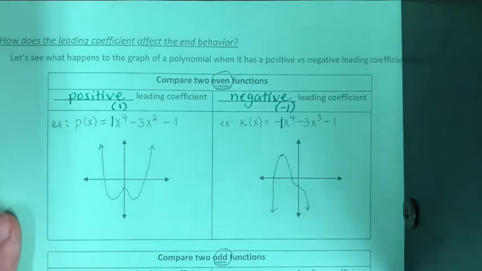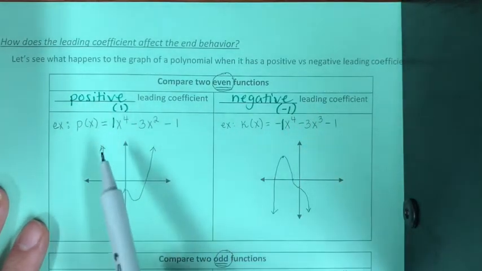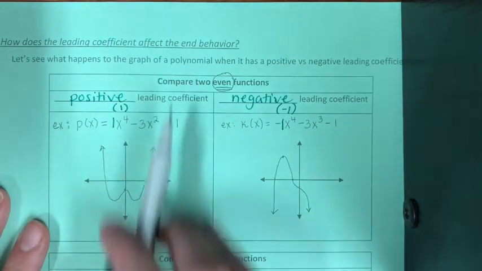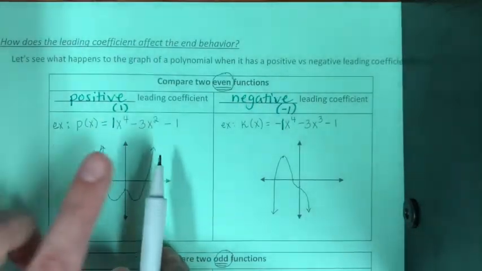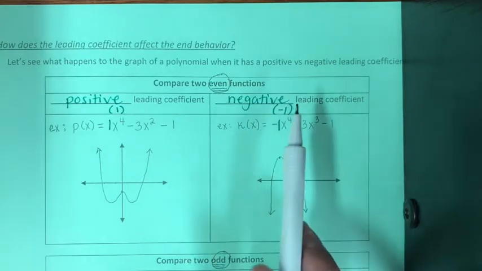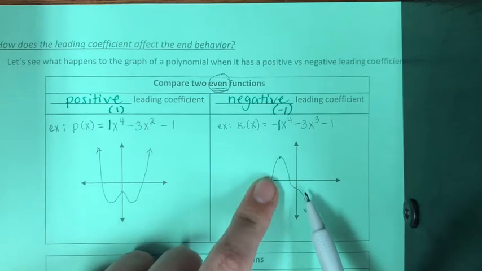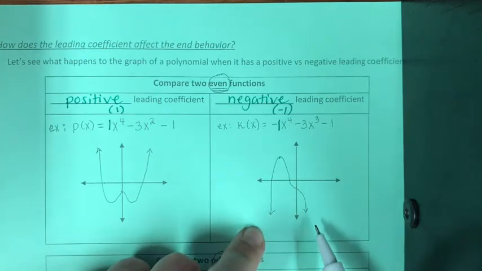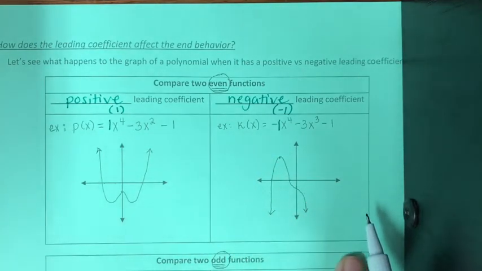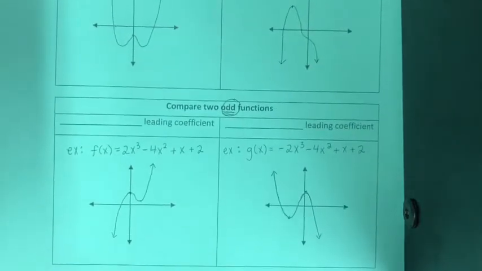So we can kind of compare now, well, what happened when it was positive versus when it was negative? When it was positive, it's going up towards the left, it's increasing, and it's also increasing as we go to the right. So they're both going up. But now when I've changed it to a negative number in the front, a negative leading coefficient, you can see that all of a sudden now instead of both going up, they're both coming down. So as we go this way, it's going down to the left and down to the right. And let's see what that does to our odd functions.